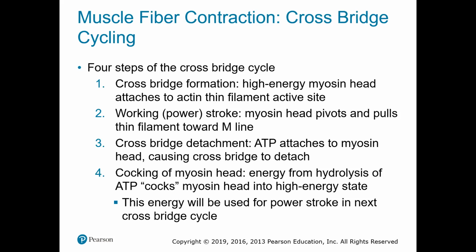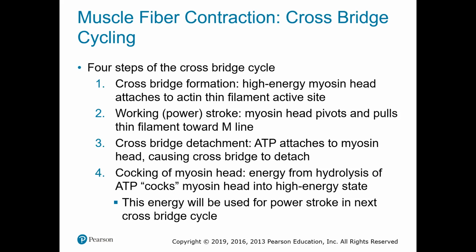Then it will pivot towards the midline, dragging the actin with it. Now the myosin doesn't move anywhere except its heads. But when it attaches to the actin and pivots towards the midline, it will drag the actins along. The actins will be pulled towards the middle of each sarcomere. The sarcomeres will start to shorten.